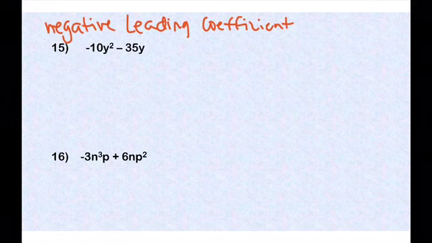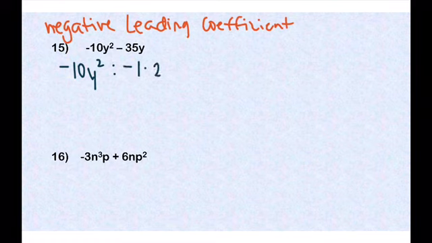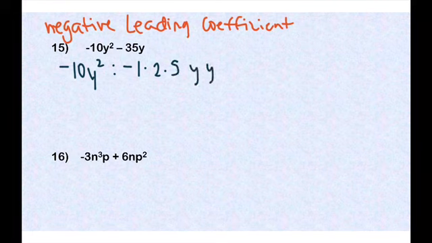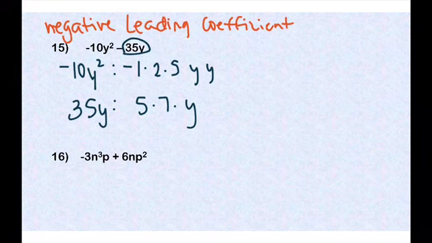What we're going to do first is write out the negative 10y. You'll notice that this time I'm putting the negative with it. That's only because it's a leading coefficient. So I'm going to write negative 1 times 2 times 5, and then y to the second power. The 35, I can just write 35y and have 5 times 7 times y. But when you have a leading coefficient that's negative, you're going to have to take out a negative. So since we've got negative right there, we might as well just say times negative 1. I'll show you another way to think about it in just a second.